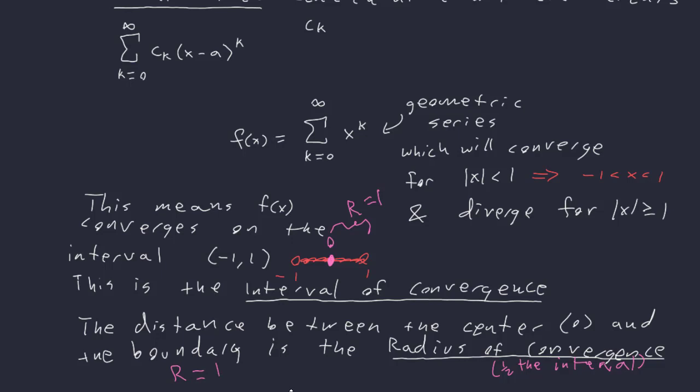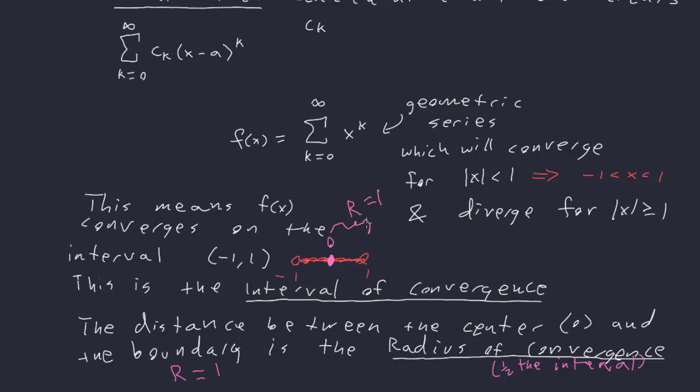So the radius of convergence is 1. The interval of convergence is -1 to 1. Okay, outside of this interval, this series will diverge.